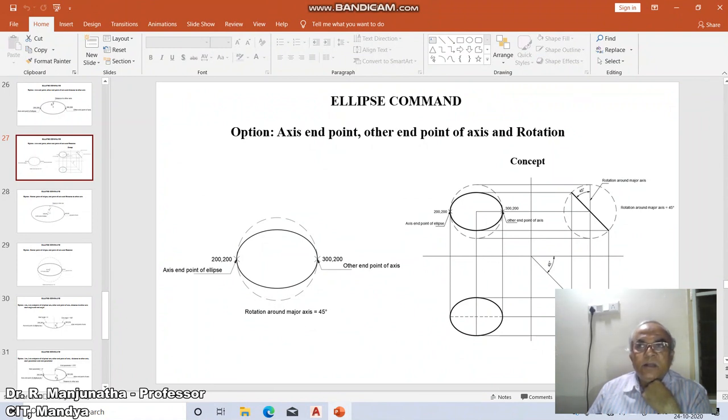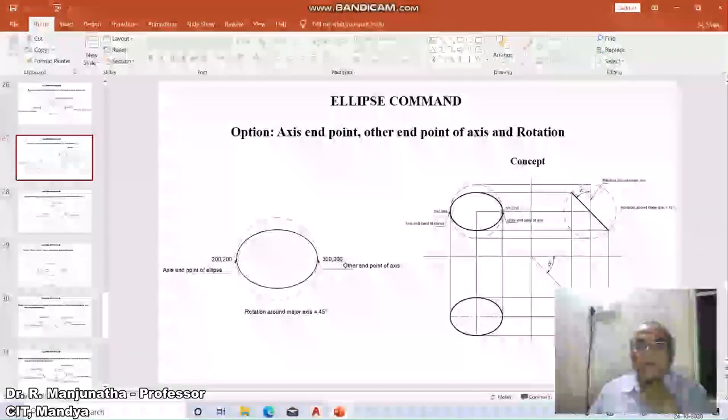So to this circle, when you look from the front view, it looks like a circle. And when you look from the top view, you get a line. And when you look from the side view, it also becomes a line. Then the rotation around the major axis is the one which will be rotated at an angle of 45 degrees.